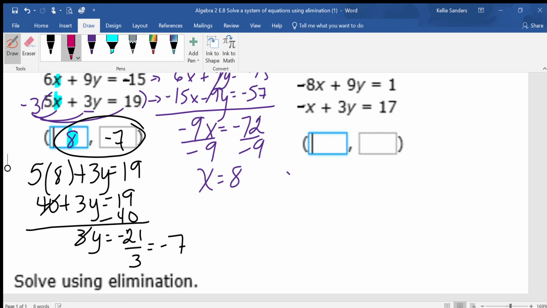Do you want to get rid of the x's, or do you want to get rid of the y's? And in this case, we're probably going to just do the same thing that we just did on the other one, because I'd much rather multiply by 3 to get 9 instead of 8 to get 8. Don't want to multiply everything by 8. So let's stick with a negative 3.